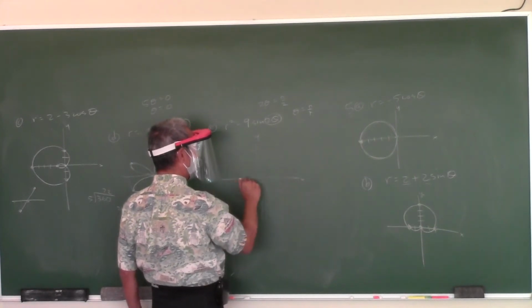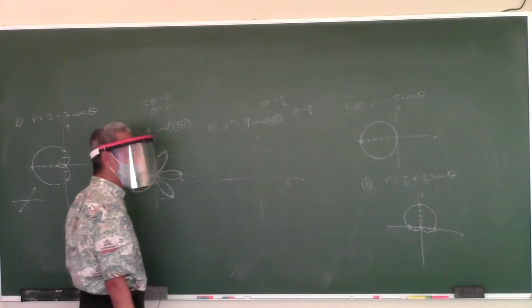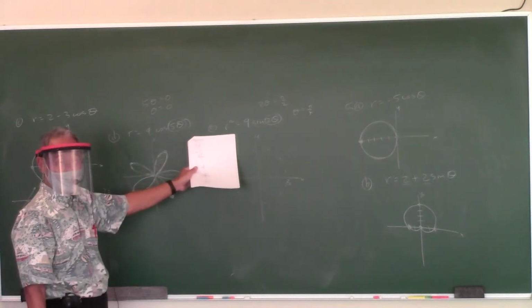So what I would do, I would draw a circle of radius 3. Some of you did 9. It's not 9 because you got to square root it to solve for r.